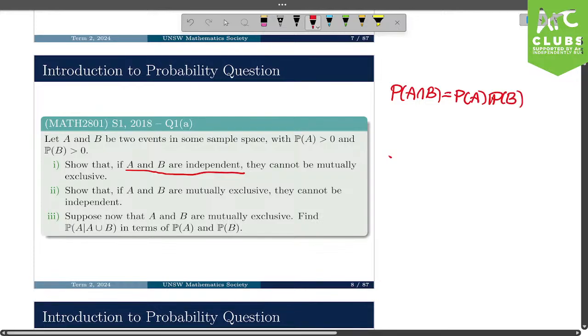They cannot be mutually exclusive. Right, so what's the definition of mutually exclusive? So mutually exclusive, we can write that as the probability of A intersect B equals 0.